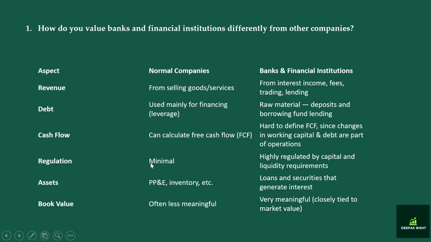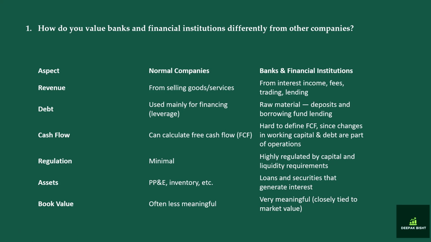Regulations: for normal companies, there are minimal regulations, but banks and financial institutions are highly regulated by capital and liquidity requirements. Assets are property, plant and equipment, and inventory, etc. But for a bank, the assets are loans and securities that generate interest. It does make sense. And for book value, from the perspective of a normal company, book value is often less meaningful. But book value for a bank is very meaningful, closely tied to the market value.